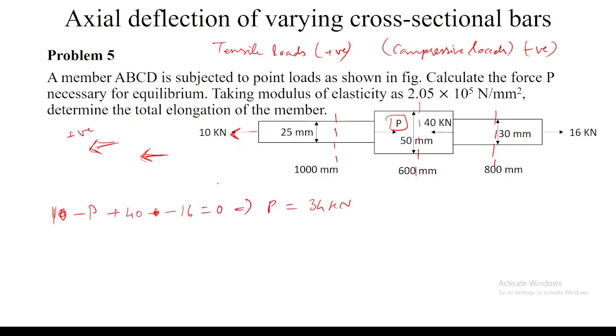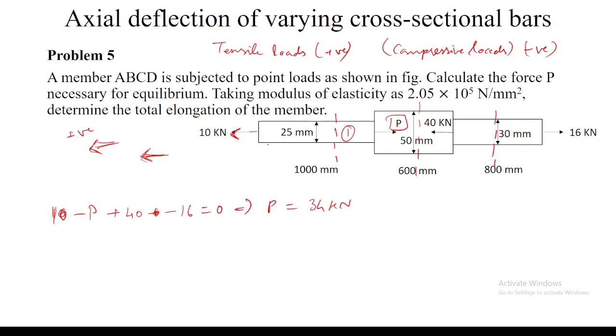So what I have done here is I have calculated the unknown force P equals 34 kilonewton. Now I am taking, for each member, the value of the load acting on it. The methodology for finding the force acting on each member is, first I will take a cross section in between for each member. For example, let us name this member 1 and I am taking a cross section in between.